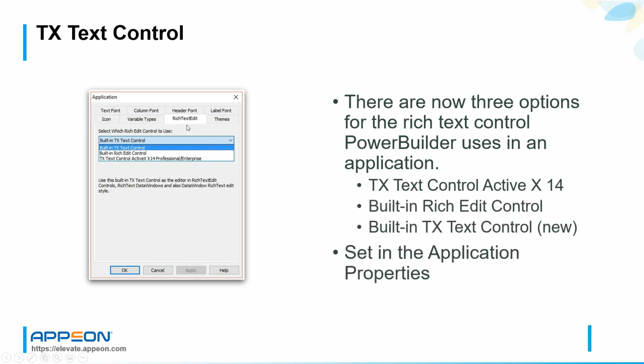You set this in the application properties. There's a couple new tabs that were added here. One for RichTextEdit, another one for themes. And I believe there's actually another one. This is from an earlier build. There's another one for native PDF that we'll be talking about later.